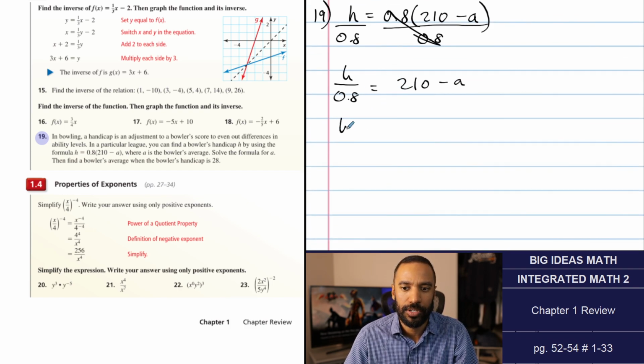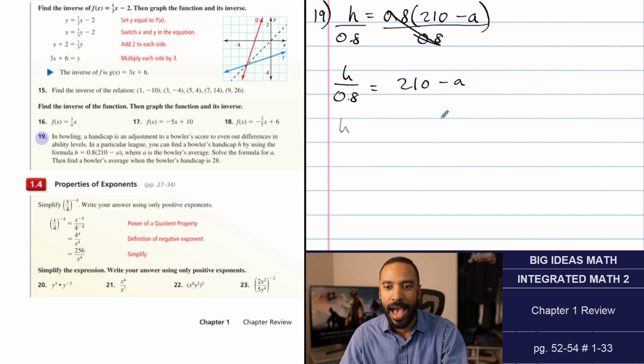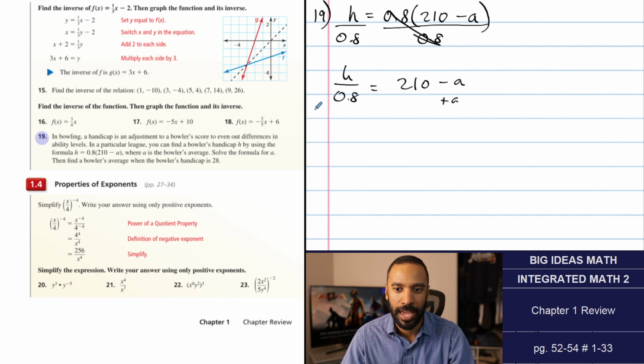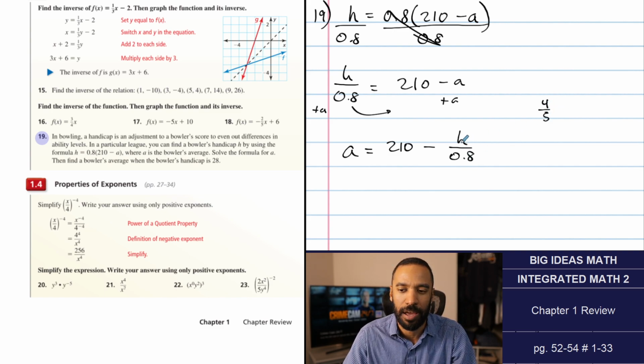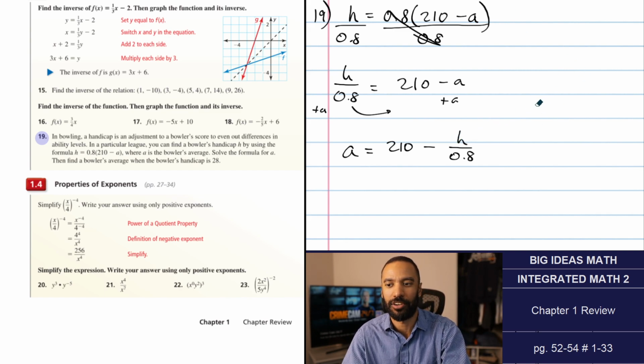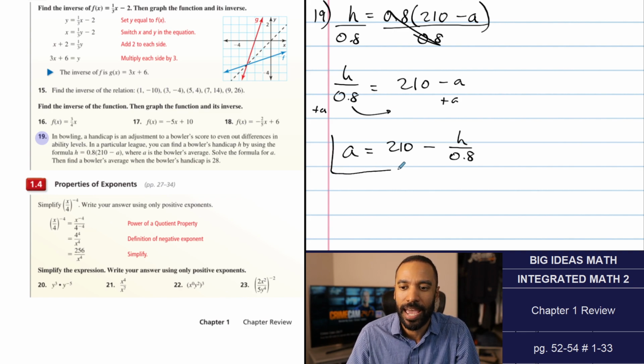I can subtract 210 from both sides. And then I'm going to do it the other way. I can add A to both sides. I'm going to do plus A, and I'm going to subtract that guy over. So I'll get A equals 210 minus H over 0.8. So here's one version of it. 0.8 is 4/5, and when you divide by 4/5, you get 5/4. So I'm wondering if I want to write that as 5/4 H. I'll keep it like that. That's fine. So here's A solved for.